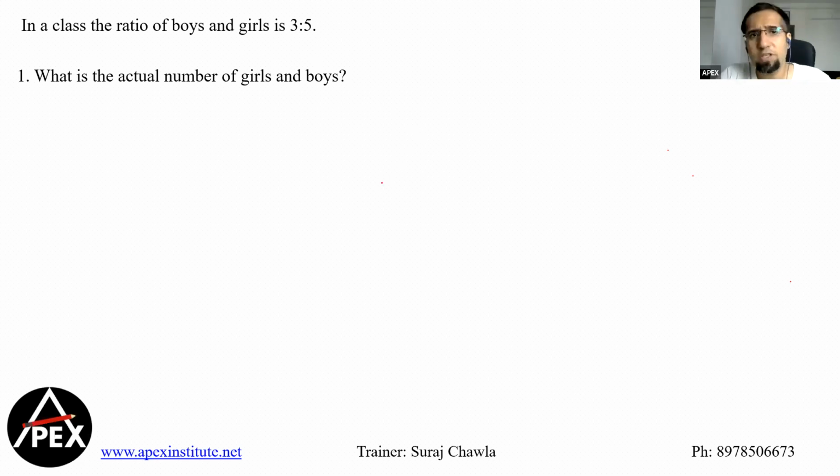Yep. So first things first, what is the actual number of boys and girls? As I told you, we cannot assume 3 and 5 as the number of boys and girls. We cannot assume anything. The only thing I can say is if the number of boys is 3k, then the number of girls is 5k. This is the only thing I can conclude. No 15, no 25, nothing here.